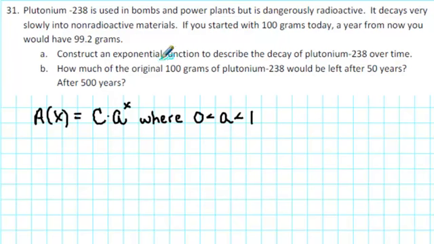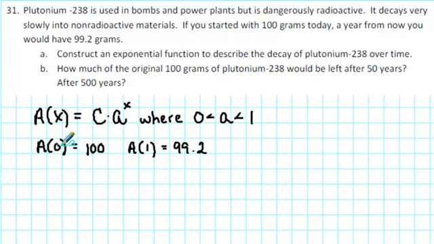Well, let's take a look and see what we're given. It says we started with 100 grams today. That means that the amount after 0 years is equal to 100. Secondly, we're told that a year from now you would have 99.2 grams. So the amount after 1 year is equal to 99.2 grams. We can use these two pieces of information to help us figure out the values of c and a, and thus our exponential function.